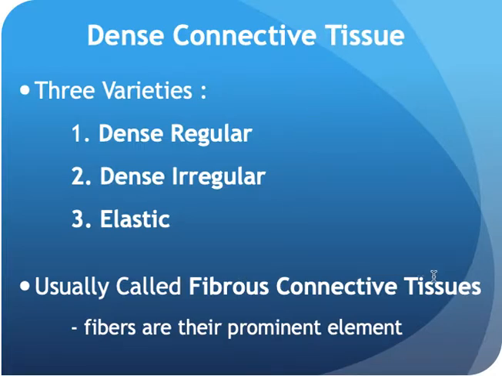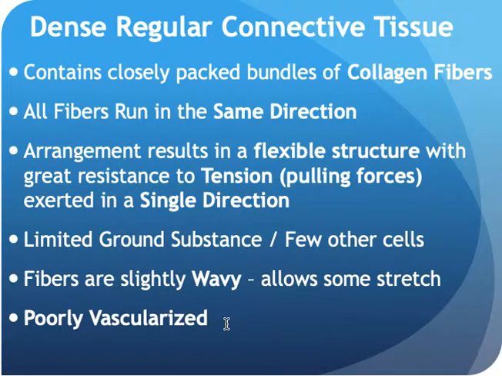Usually called fibrous connective tissues. And again, fibers are going to be the predominant element, instead of with the loose ones where we have more space in there. So dense regular connective tissue, and I'm going to point out one thing I want you to really pay attention to: closely packed bundles of collagen fibers, so we know they're going to be really strong. The important thing to remember with the regular ones is that the fibers are all going to run in the same direction. So they're going to be very good at responding to forces, but only in one direction. The arrangement results in a flexible structure with great resistance to tension or pulling forces exerted in a single direction, but not good at responding to things coming in different directions.